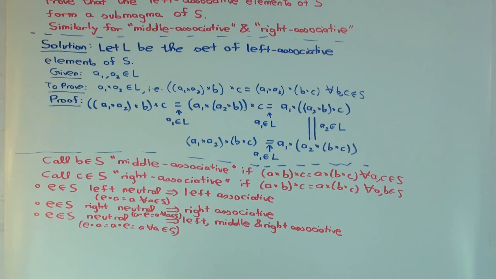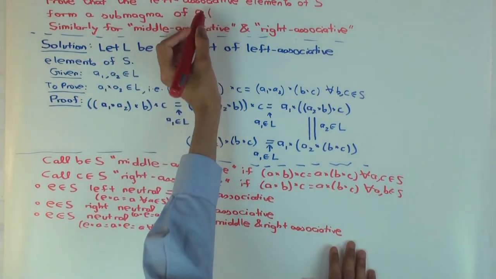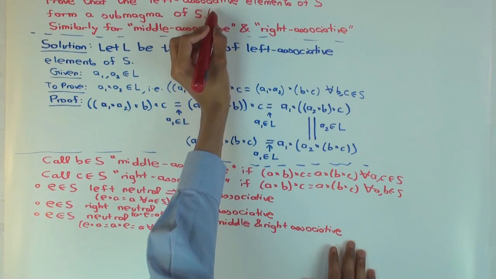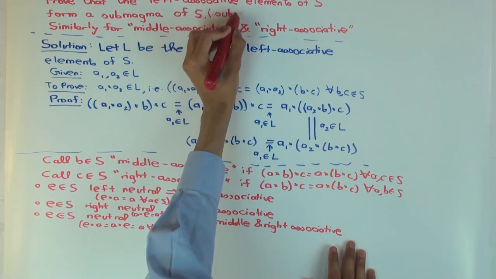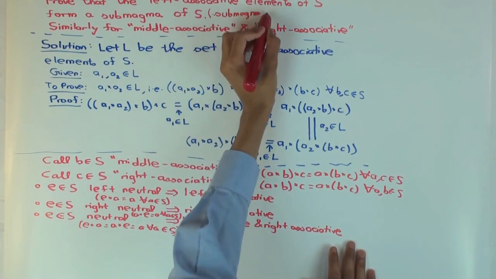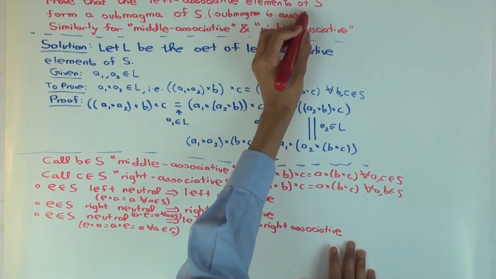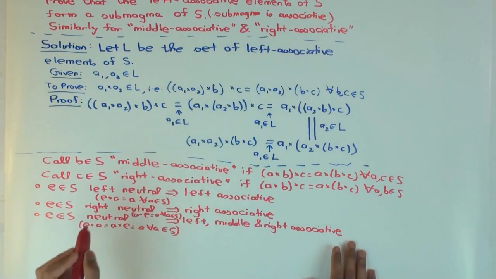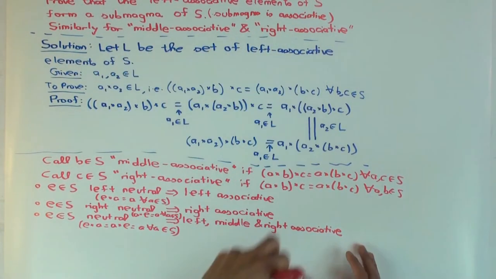Now, is the left associative sub-magma associative? As the sub-magma of left associative elements, is that sub-magma itself associative? Yes. Why? Well, if you take any triple of things in there, it'll associate because the left one is in there. Okay? So in fact, the sub-magma is associative. It's actually a sub-semigroup, if you know that term. And the same is true for the middle associative and right associative. Okay.